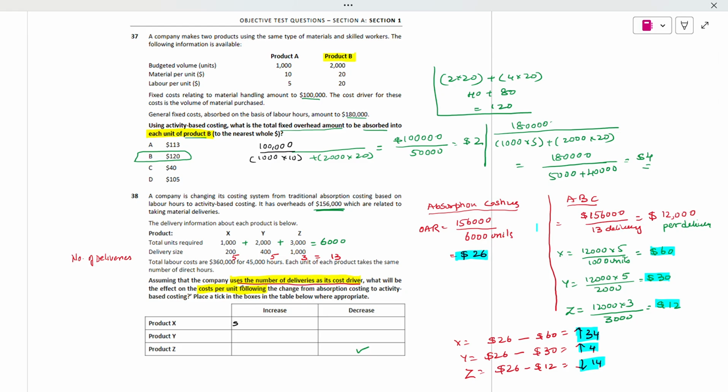It is 26 minus 60, 34. 26 minus 30, 4. 26 minus 12, it comes to 14. Are you clear about this? Yes.